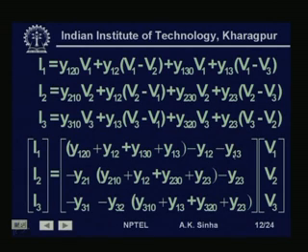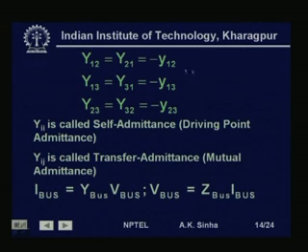So, we can see that the off diagonal elements Y12 is equal to Y21, and that is equal to minus small y12, that is the series admittance of the line between 1 and 2, it is the negative of that, and Y13 is equal to Y31 is equal to minus small y13, Y23 is equal to Y32 is equal to minus small y23.